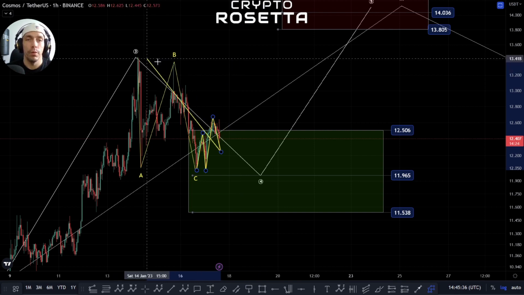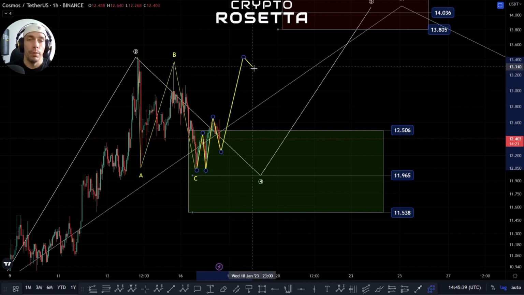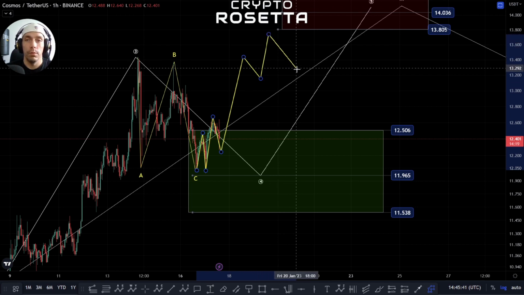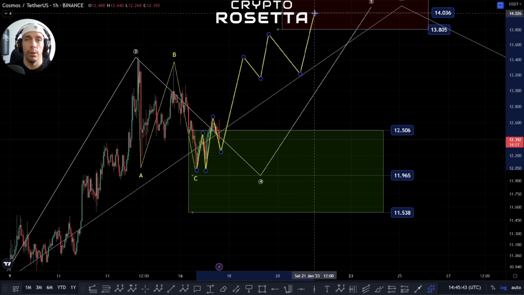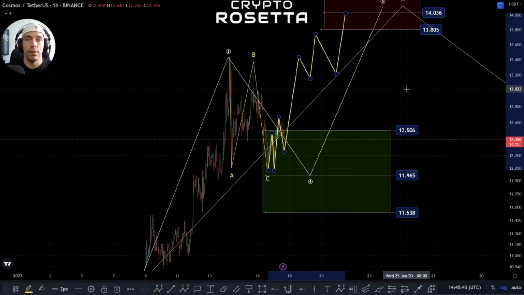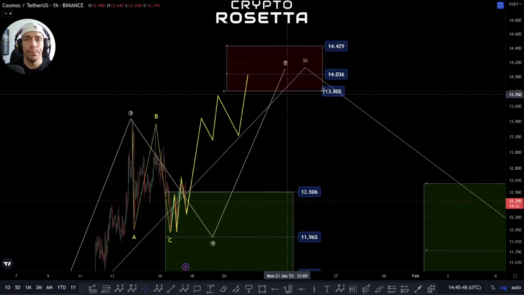We'd want to take this high point, and basically form an additional fourth and a fifth. Then we'd get that additional fourth and fifth wave to the upside, and that would complete our move, looking to target out this box.